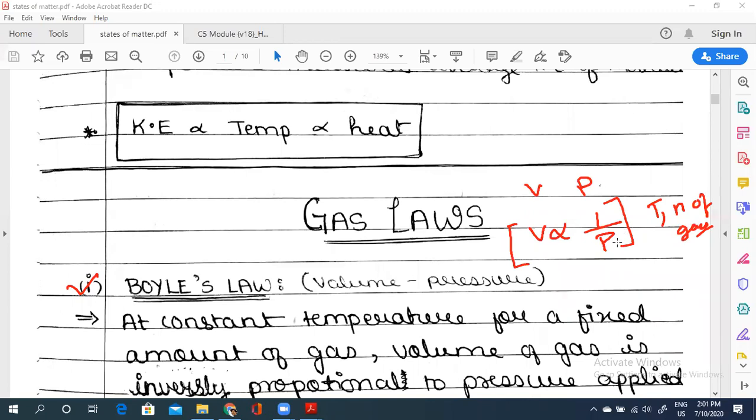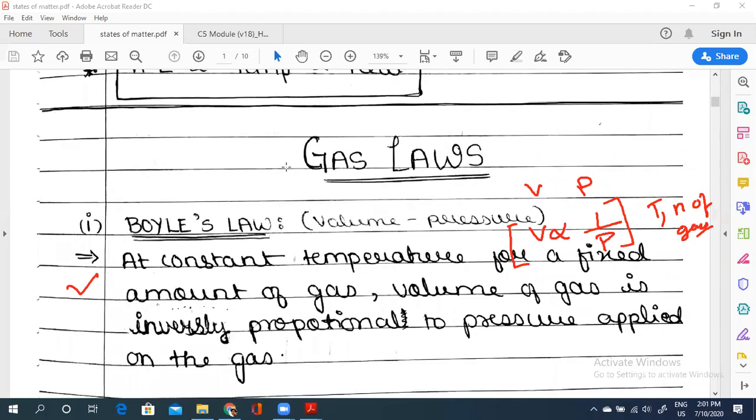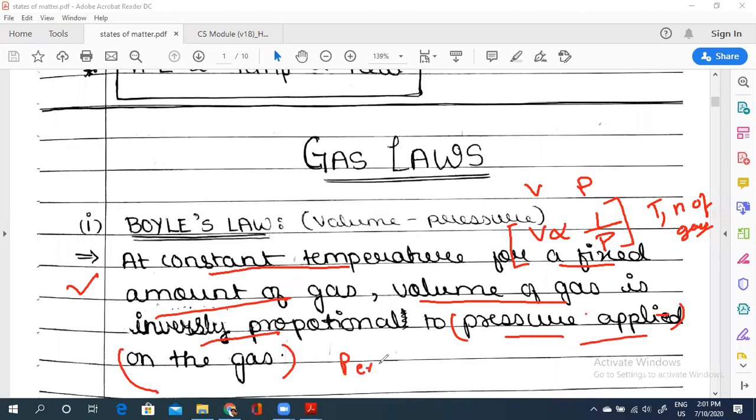So the complete statement says that at fixed temperature and for a fixed amount of gas, the volume of gas is inversely proportional to the pressure applied on the gas. This is your external pressure. Got it? Now tell me, what was wrong in the balloon case? Tell me. What was wrong?